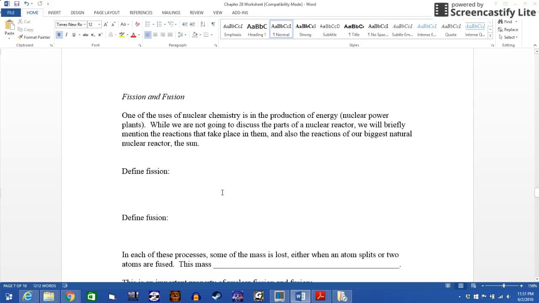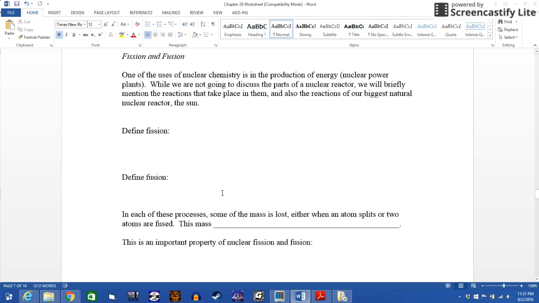Yeah, I think I'd like to do a little bit of this here on page 7. Fission and fusion. Look, one of the uses of nuclear chemistry is in the production of energy. It's a big deal. We're not going to discuss all the parts of a nuclear reactor. That used to be part of the Regents curriculum, but no longer. We're going to briefly mention the reactions that take place in nuclear reactors, and also the reactions of our biggest natural nuclear reactor, which is the sun. And the sun does give us our energy from nuclear processes.